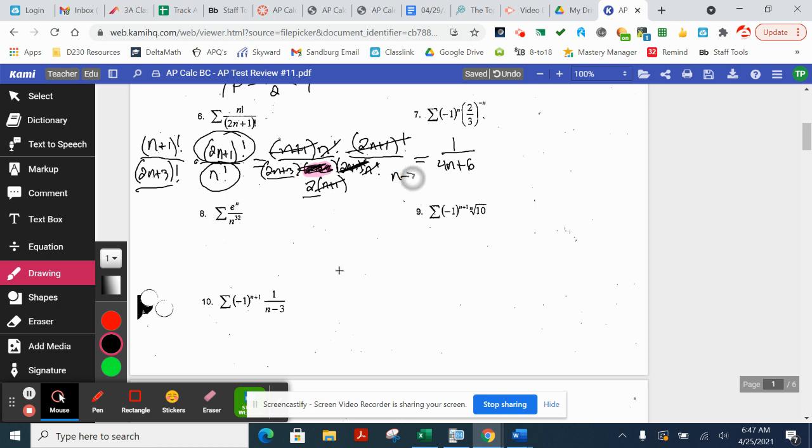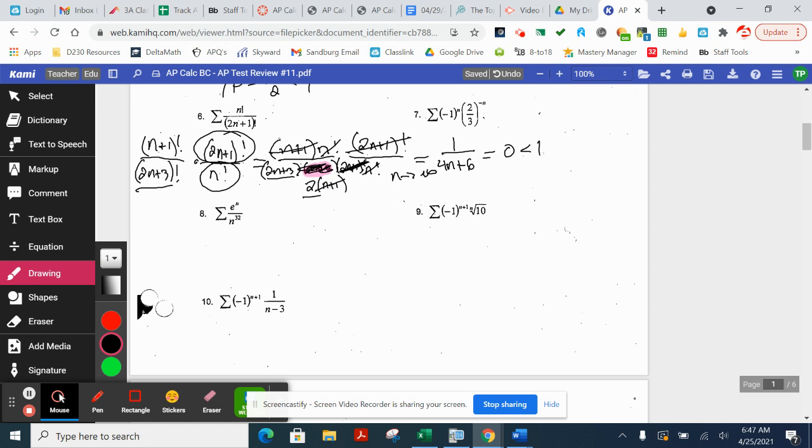Ratio test, then we find the limit as n goes to infinity. That's a 0. That's less than 1. By the ratio test, that means we are converging. And then that's what we put. Ratio test, rho equal to 0, less than 1.